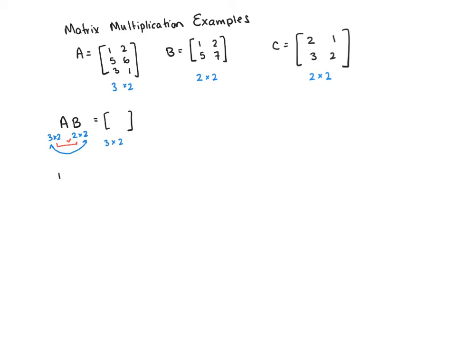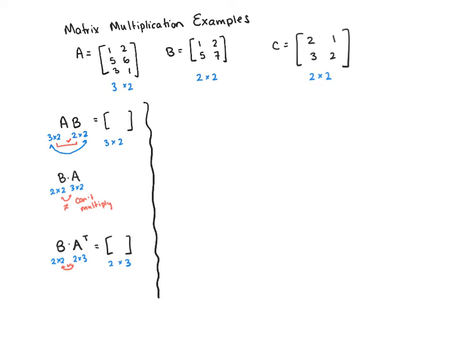But if I tried to switch the order and do B times A instead, then I'd be multiplying B, which is a 2 by 2, times A, which is a 3 by 2. And here, these are not equal. So that means I can't multiply. One thing I could do, though, remember we talked about transposes. If I do B times A transpose, then B is 2 by 2. A transpose switches A's rows and columns, so that's a 2 by 3. Now these two inner numbers are equal, so I can multiply those, and the resulting matrix would be a 2 by 3.